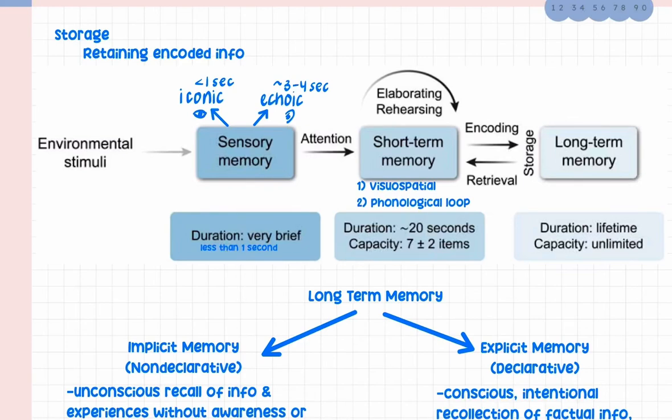The diagram I have here shows the flow of memory from sensory to short-term working memory and to long-term memory. And I'll also be explaining the differences between implicit and explicit memory. So here are memory stages.